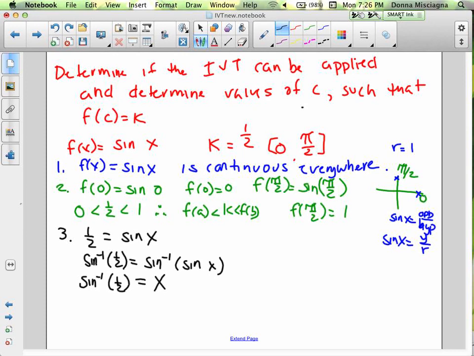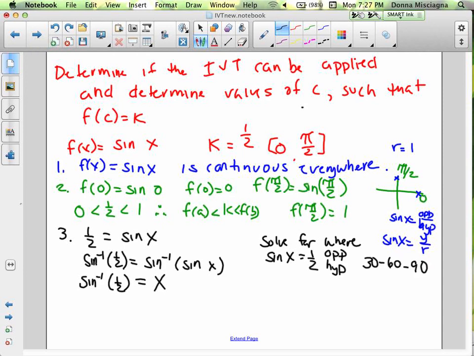That means we have to solve for where sine x is equal to 1/2. The 1 is going to be the opposite side. The 2 is going to be the hypotenuse. Which one of our special right triangles is this? Of course, this is the 30, 60, 90.